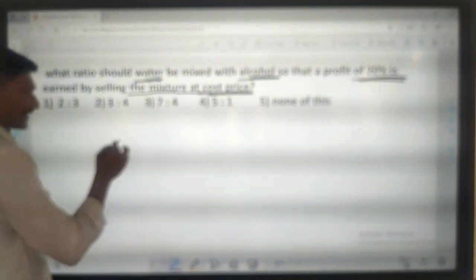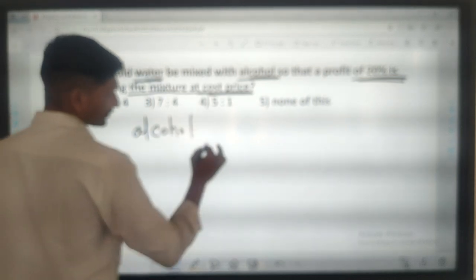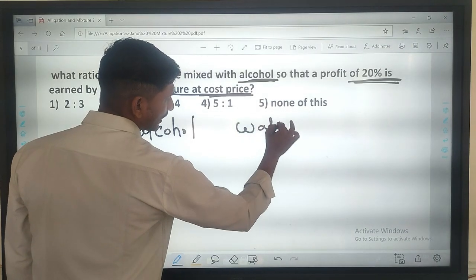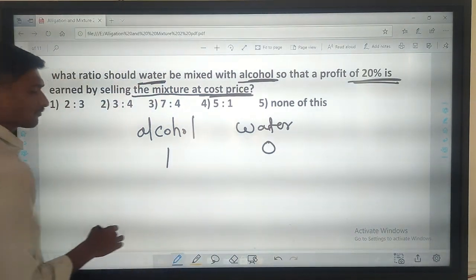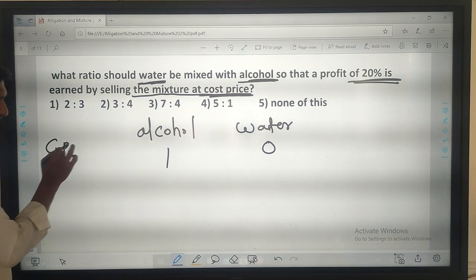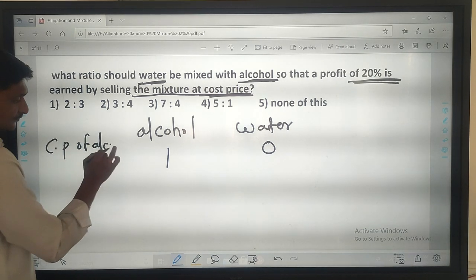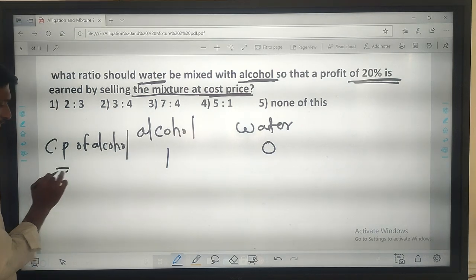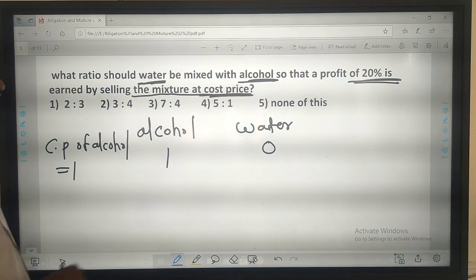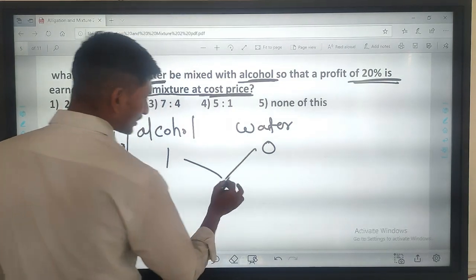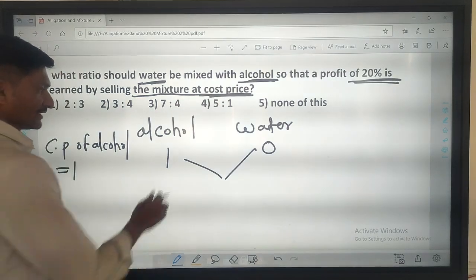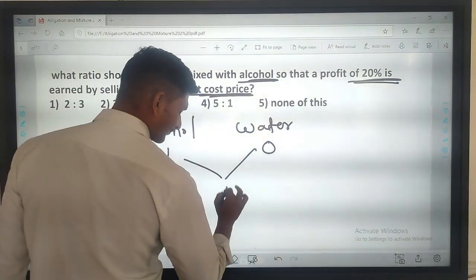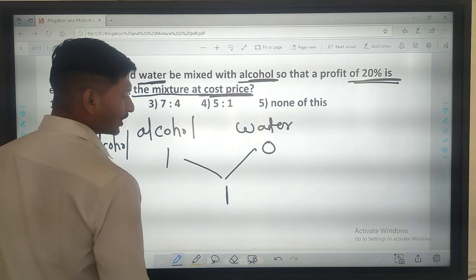Here, in the same way, write mixture of alcohol and water. Then the CP of water is 0 and the CP of alcohol is 1. Now these two are mixed, and the mixture will be sold at cost price, so the selling price here is 1.